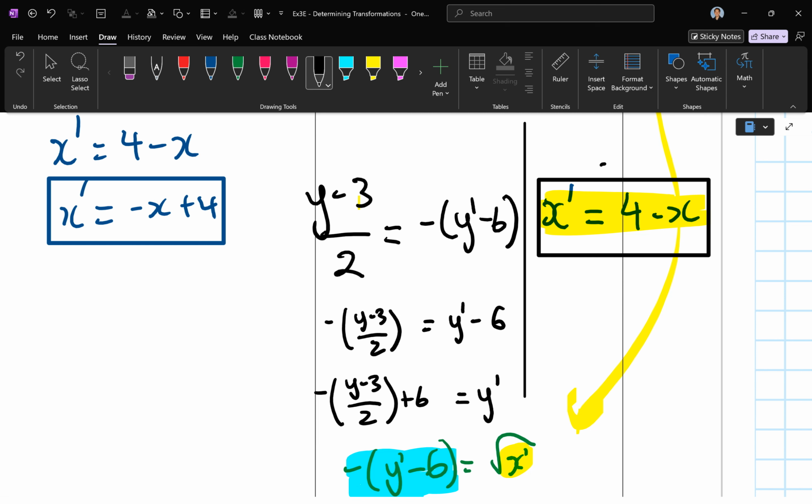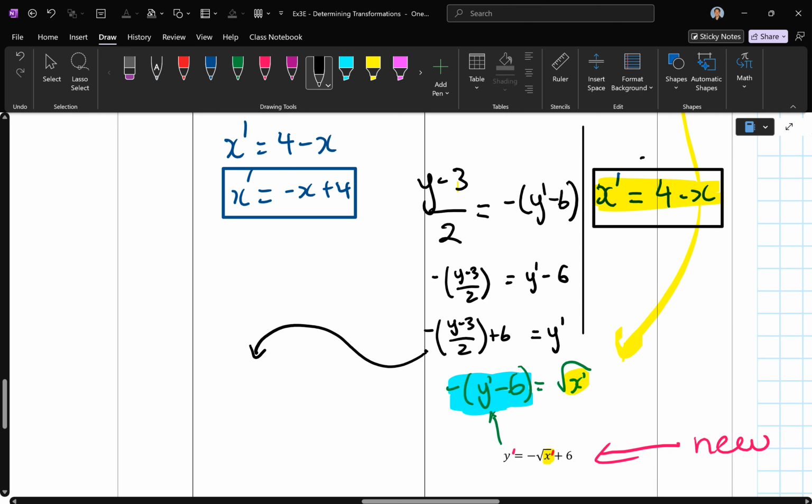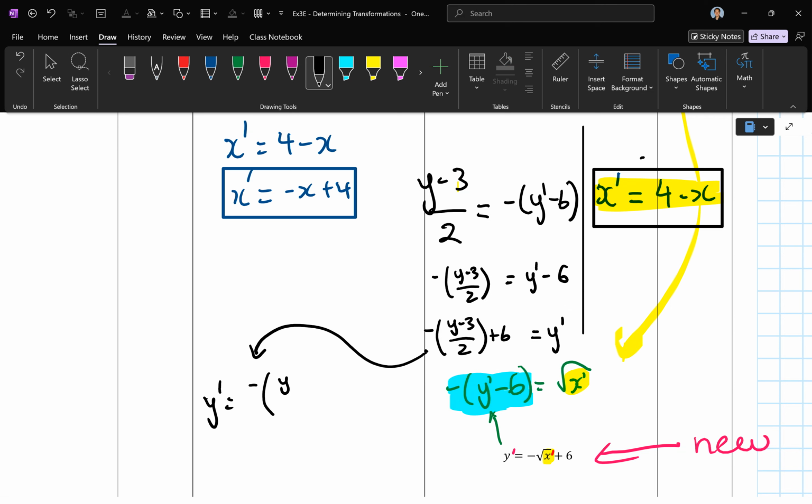Obviously, you can expand the brackets and simplify. So I'm just going to move it over here. So y dash is equal to negative of (y plus 3, minus 3) over 2 plus 6. Now, if you expand the brackets, that's negative of (y minus 3) on the top, divided by 2, plus 6.